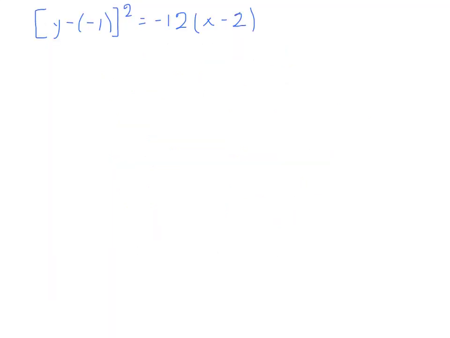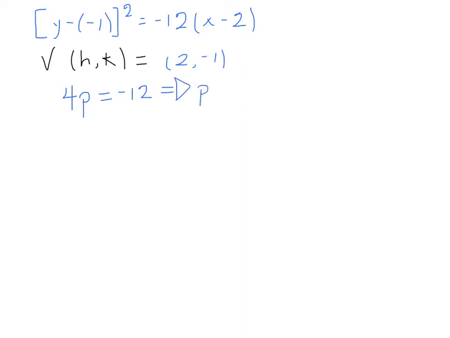Now in this format, we should be able to recognize the vertex. Remember that the vertex comes in the order of h, k, where h is always with the x variable and k is always with the y variable. So our vertex in this case is 2, negative 1. Next, we need to identify our distance p, which is the same distance from the vertex to the focus as it is from the vertex to the directrix. So 4p in this case is negative 12, which means that p is negative 3.